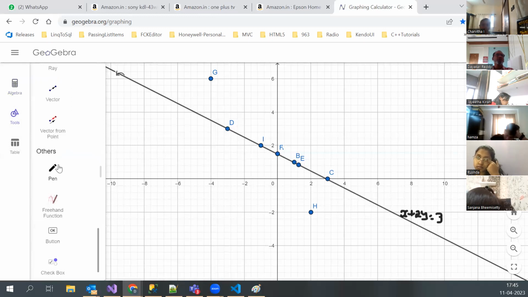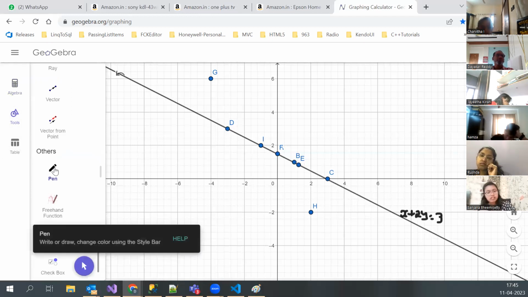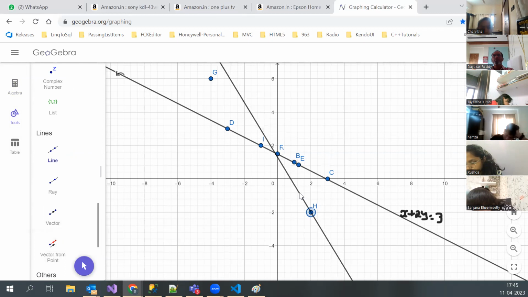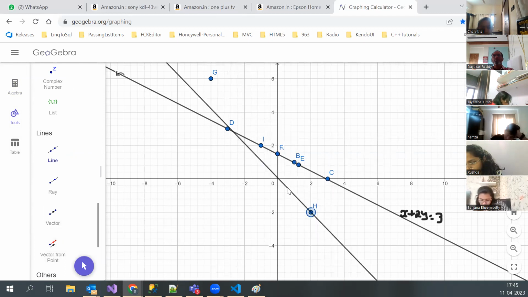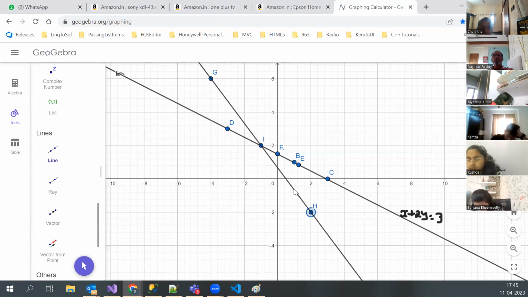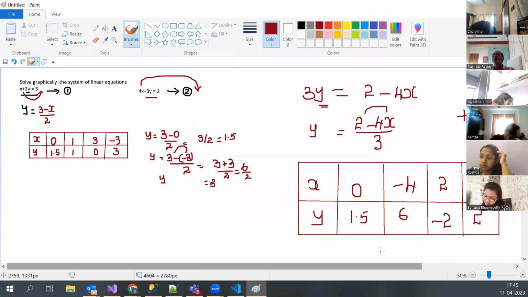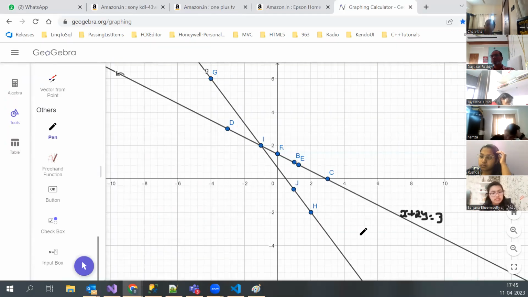We cannot change the color, huh? No, sir. For you people, it is easy in the graph. Now you can see somewhere else it is intersecting the earlier line. This is 4x plus 3y equal to 2.